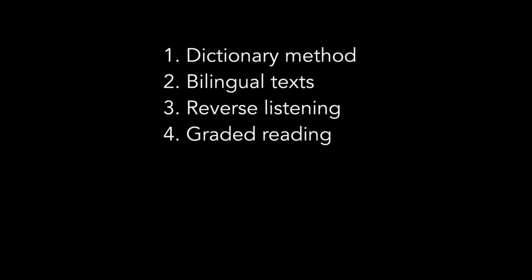Once you've acquired a basic command of a language using a course like Assimil, there are 4 methods that one can use to acquire the ability to read complex literature in a foreign language. They are the dictionary method, bilingual texts, reverse listening, and graded reading.